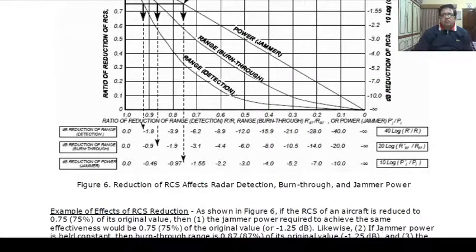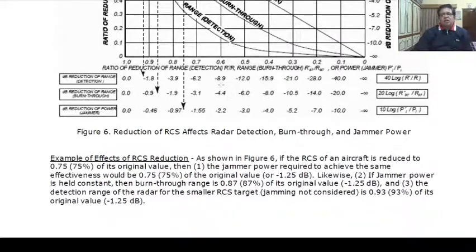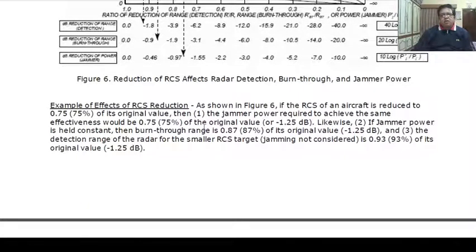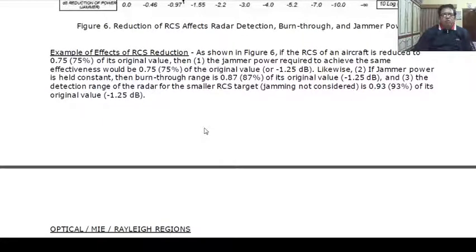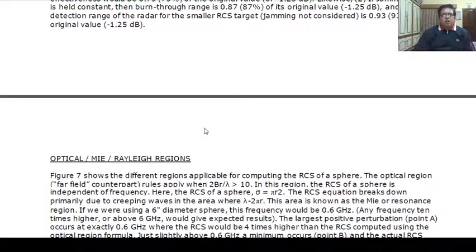So these are comparable data shown, which are used in the engineering area also. Our basic aim is to understand the physical regions and theoretical explanation of radar cross section.